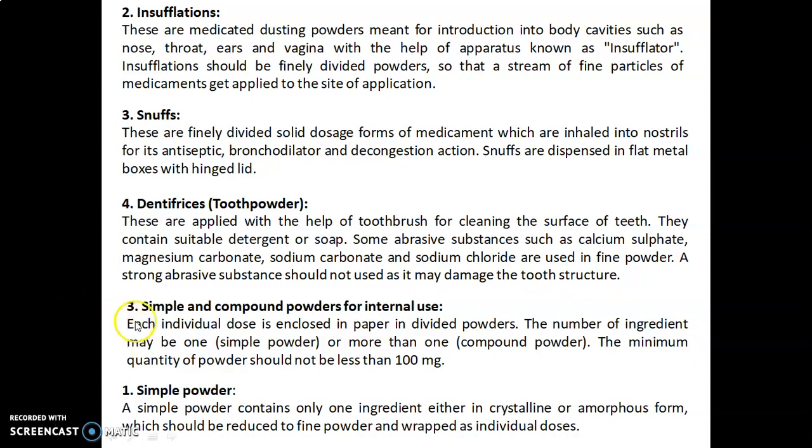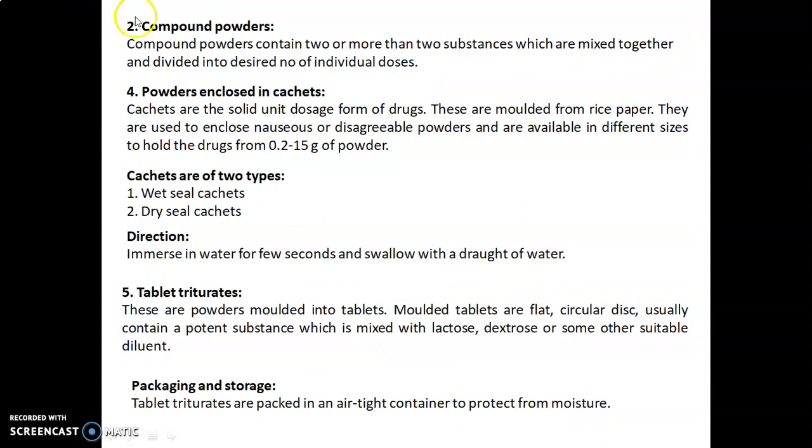Then next, third class, that is the simple and compound powder for internal use. This is the main class of the powder. Each individual dose is enclosed in paper. In the divided powders, the number of ingredients may be one, a simple powder, or more than one, that is a compound powder. The minimum quantity of powder should not be less than 100 milligram. Simple powder: a simple powder contains only one ingredient either in crystalline or amorphous form, which should be reduced to fine powder and wrapped as individual doses. Compound powders contain two or more substances which are mixed together and divided into the desired number of individual doses.